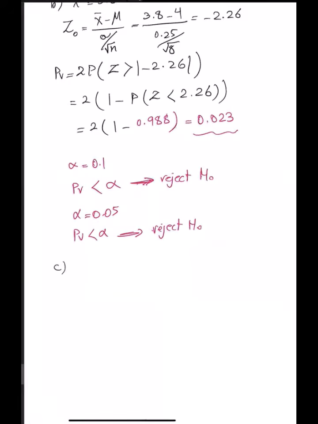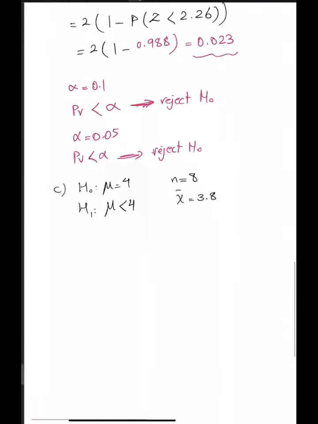So let's say in this scenario, I'm going to look at the null hypothesis that mu equals 4, but the alternative hypothesis is that mu is less than 4. I have taken a sample of size 8, and the average of the sample has been observed to be 3.8. And let's say I want to calculate the p-value in this scenario. The p-value is the probability that z is less than the test statistic. The test statistic is x bar minus mu divided by sigma over square root of n.